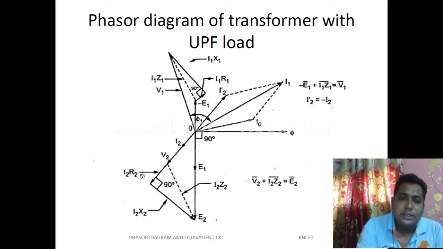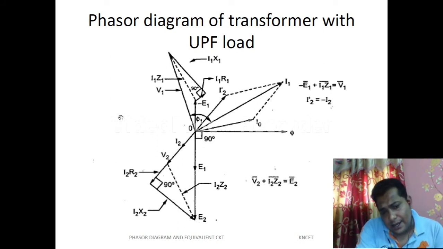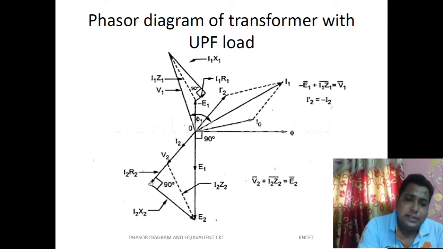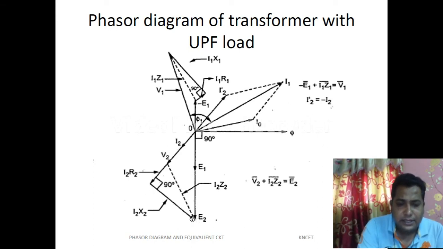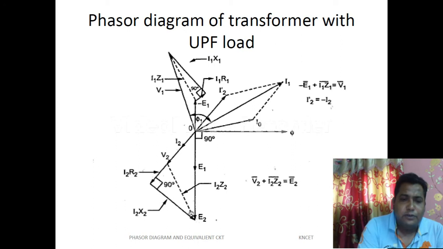If it is going this side, then it is a lagging case. As it is a leading case, that's why in this side we have drawn. So from this node we have drawn this I2X2, and that's why when we have extended this one, it is joined over here. So this is the secondary side.